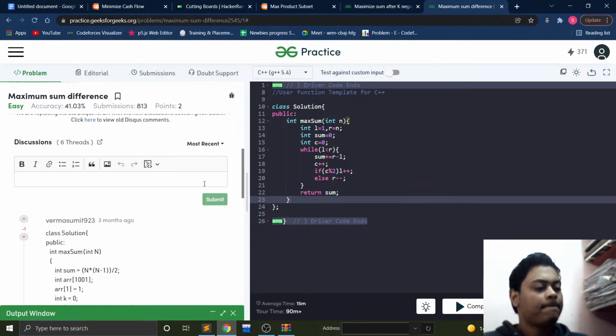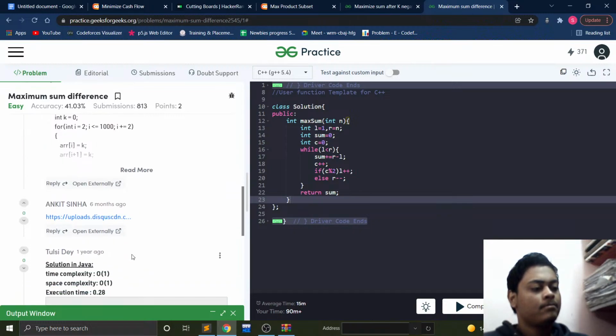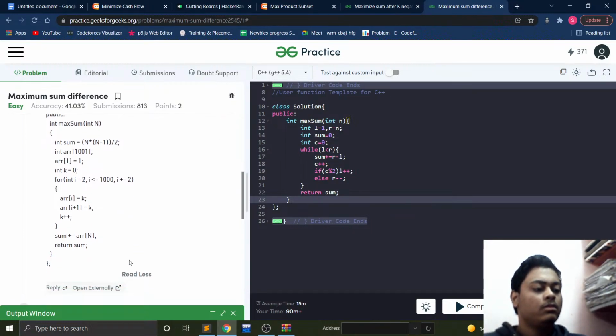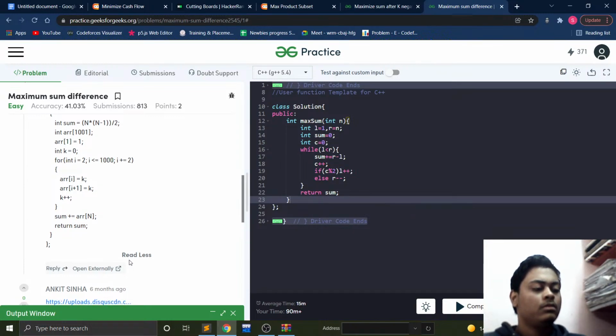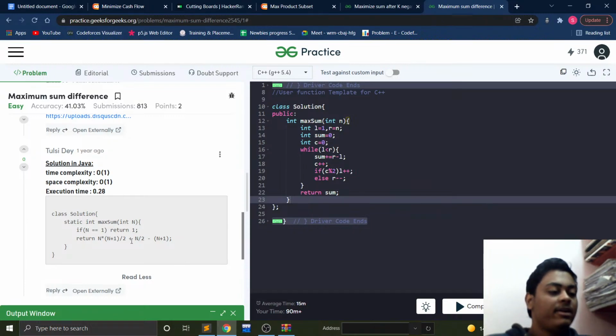Mathematical. Plus n by 2 minus n plus 1.